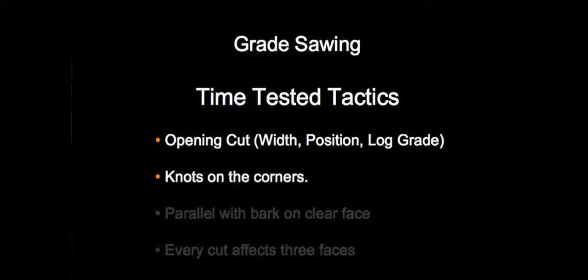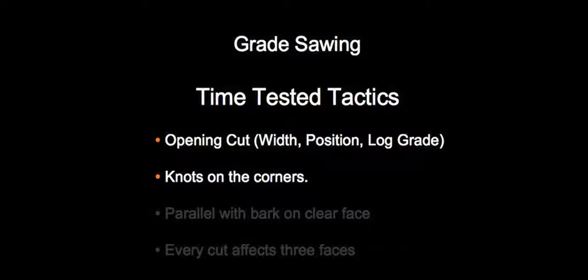Position of the knots is the opposite. You want those knots on the edges so that they can be trimmed off. And do we box the heart? Not usually. That's not a tactic that we use in sawing grade lumber. We look to make long clear lumber versus long poor lumber.